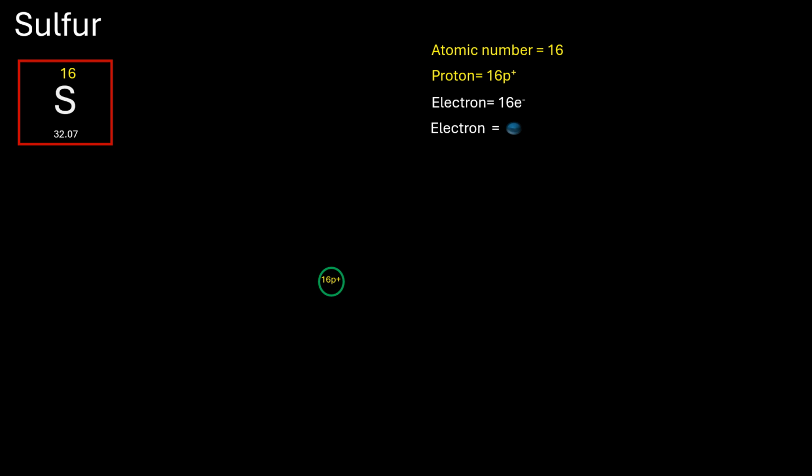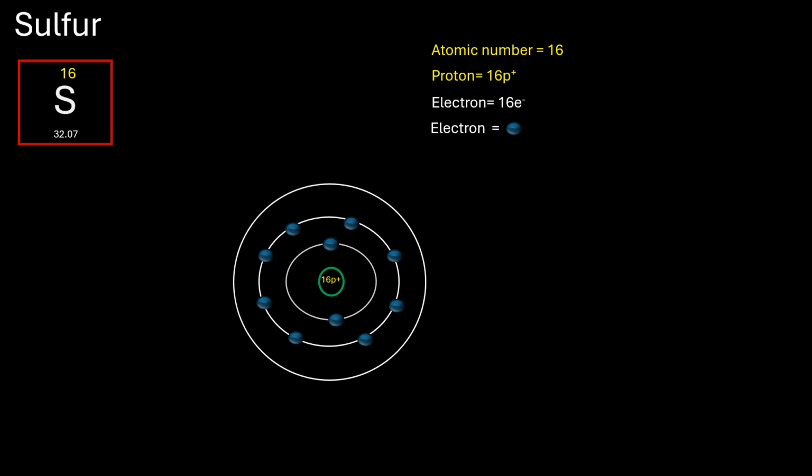This is the nucleus with 16 protons, and the neutrons are not shown. This is the first energy level. The first energy level can hold a maximum of 2 electrons. We bring in the second energy level. We know that the second energy level can hold a maximum of 8 electrons, so let's place those electrons. Now we have 8 electrons in the second energy level, so we have to bring in a third energy level to put the rest of the electrons. So far we have 10 electrons, so we have 6 more electrons left.